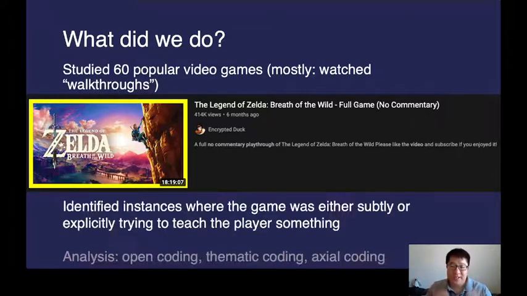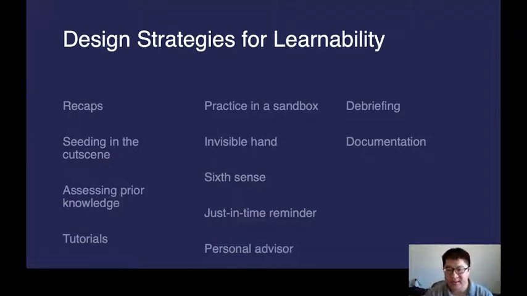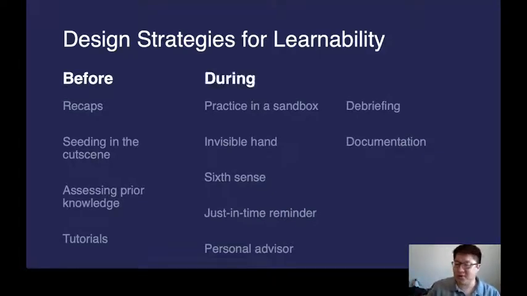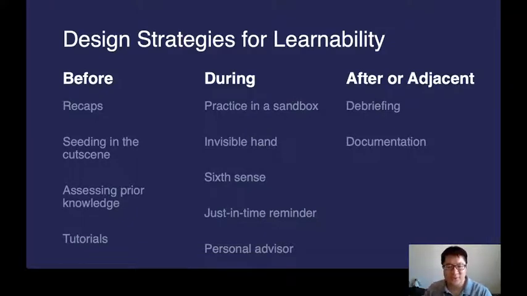In our study, we identified instances where the game was either subtly or explicitly trying to teach the player something. And our analysis resulted in 11 strategies, which could be organized into 3 time periods relative to their appearance as it relates to gameplay. They could happen before you actually started playing. They could also happen while you were playing or during the gameplay. And finally, we noticed a category of design strategies around after gameplay or adjacent, which essentially means where there are interstitials or breaks in the gameplay.